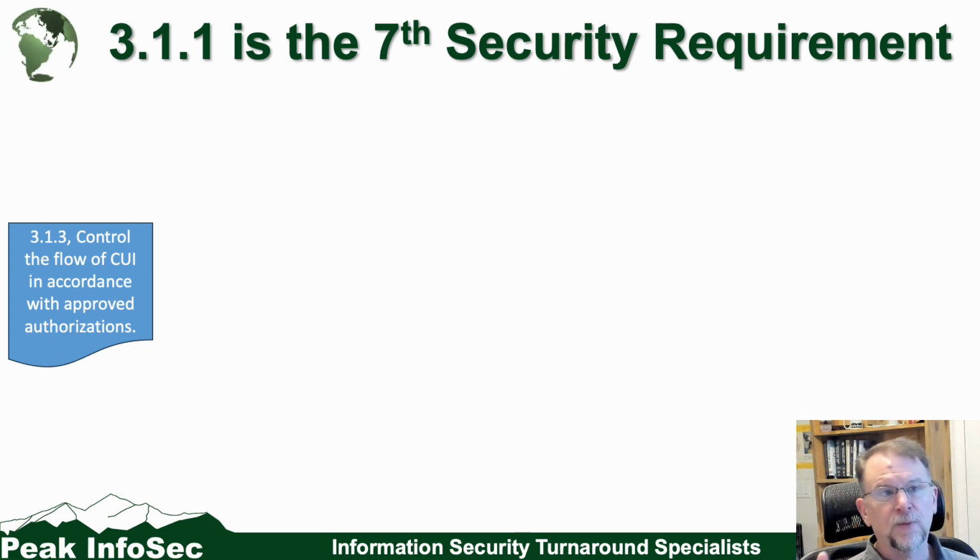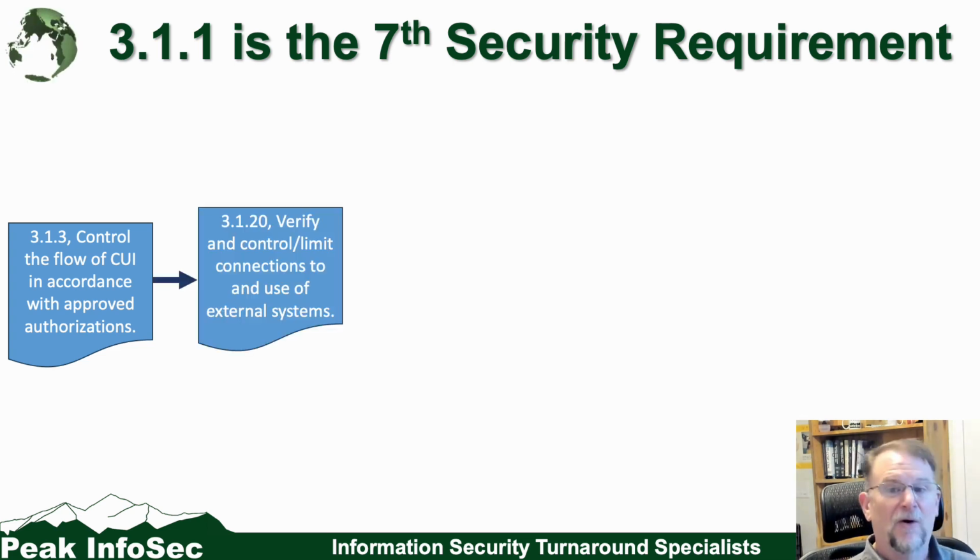People overinterpret and jump to 313 as we must do data loss prevention. No. Data loss prevention is a mechanism by which you can be doing this, yes, but that is not the original intent of this control. So don't go chasing technology by default on that one. What comes next is, well, we're going to control the flow.